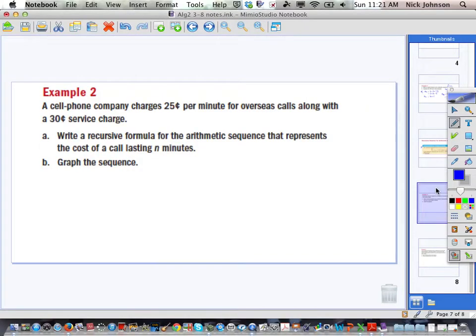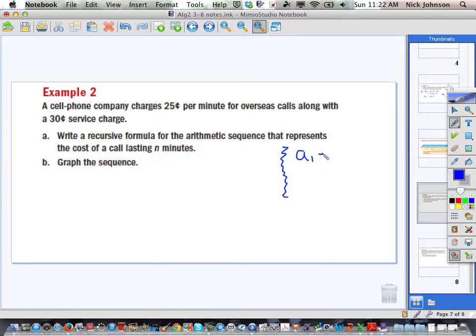Example 2 says, a cell phone company charges 25 cents per minute for overseas calls along with a 30 cents service charge. So automatically they're charging you 25 cents a minute. That means it's going up per minute at a constant 25 cents, along with a 30-cent service charge. So automatically once you make that call, it costs you 30 cents. Write a recursive formula for the arithmetic sequence that represents the cost of a call lasting n minutes. So we need to state the first term.